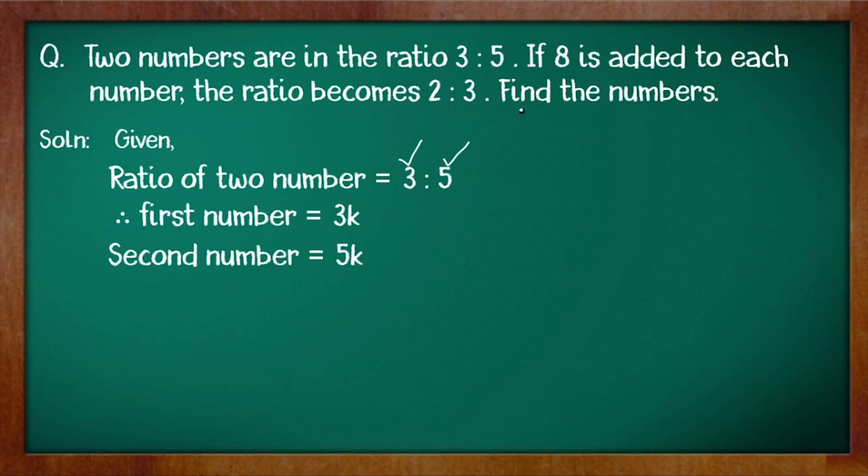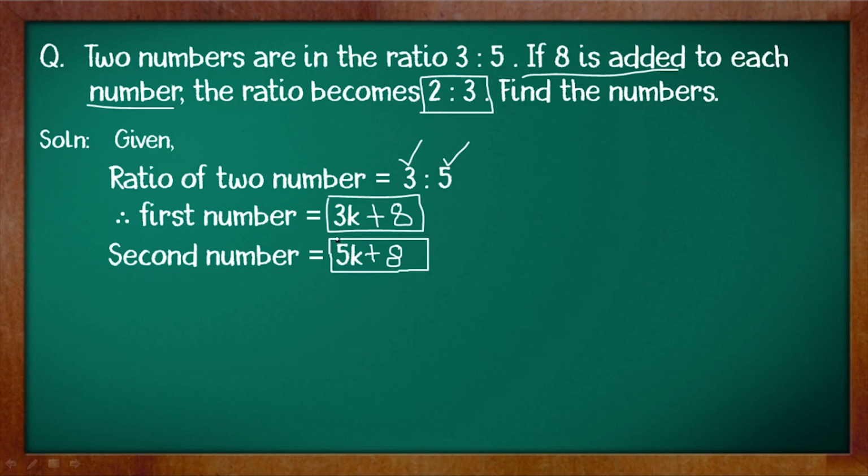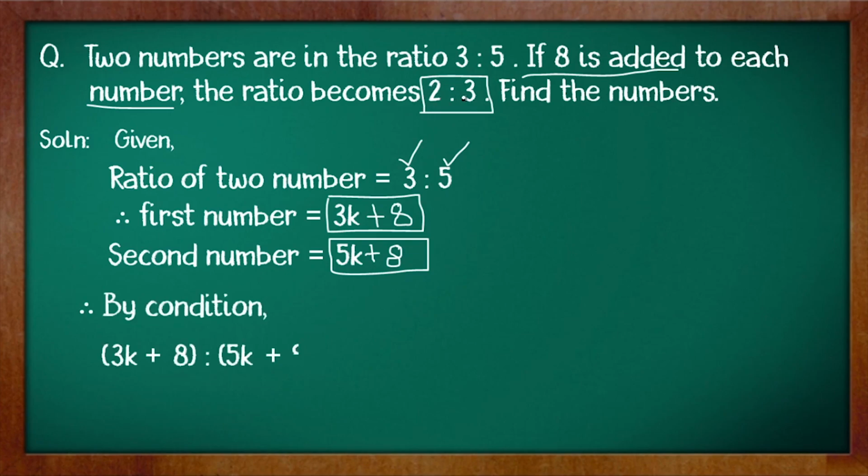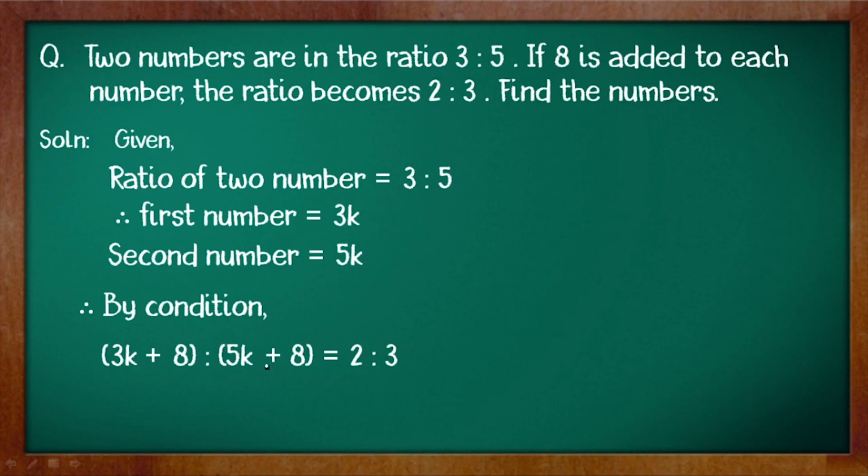Okay, now the question says if 8 is added to each number, so we need to add 8 on each of these numbers, so plus 8. Okay, and the second number also we are adding 8. Now after adding 8 on each of the numbers, what will be the ratio? It will become 2:3. Obviously first it was 3:5, after adding it will change, so the new ratio is 2:3. So by condition what we will have is 3k plus 8 and 5k plus 8 is equals to 2:3.